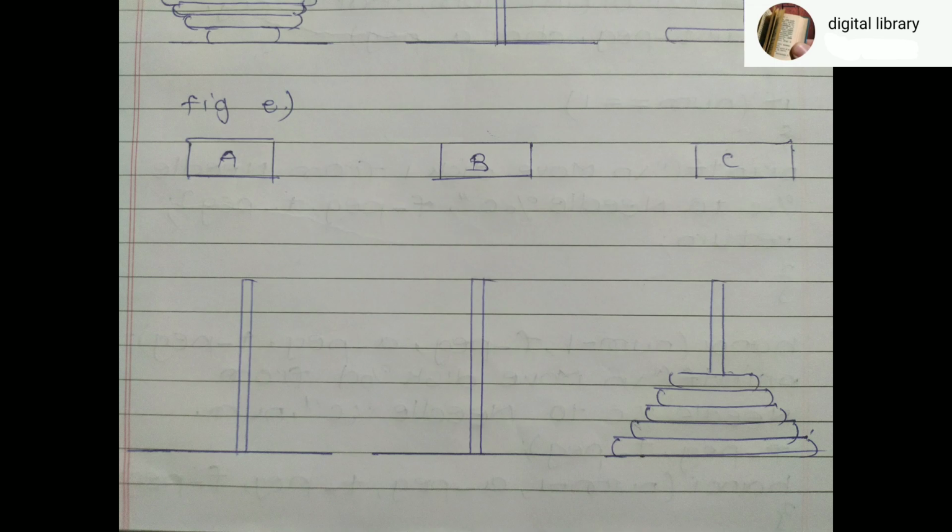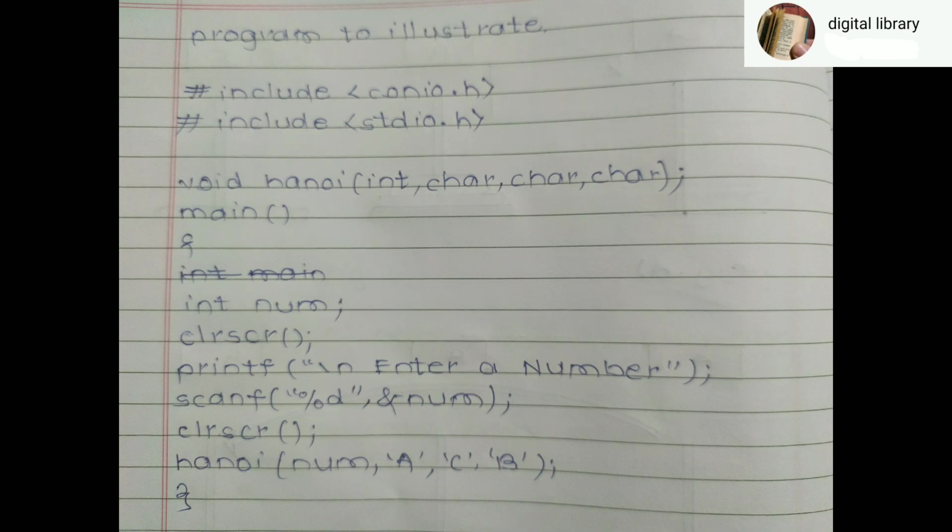So this was Towers of Hanoi, and we have a program which is illustrating it. It is as follows. So this is a program which is illustrating the Tower of Hanoi. So the first two lines are basically for including library files: include conio.h and stdio.h.